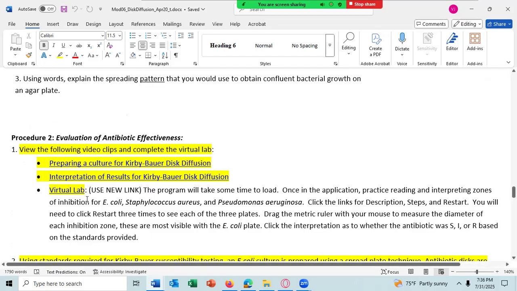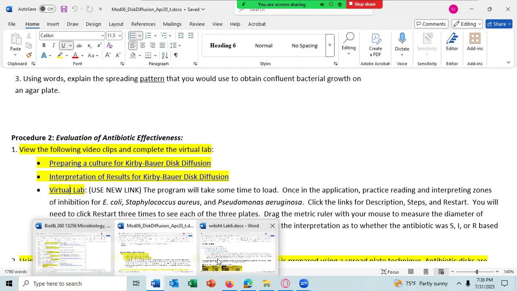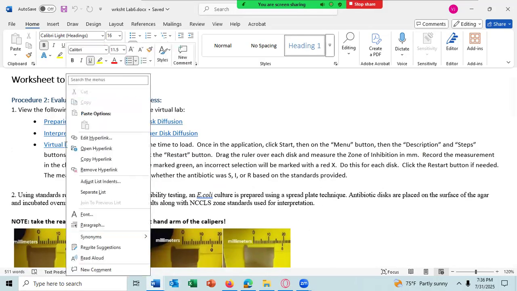And there is a virtual lab, which it might not work here. I should go to the worksheet here. And do the virtual lab.